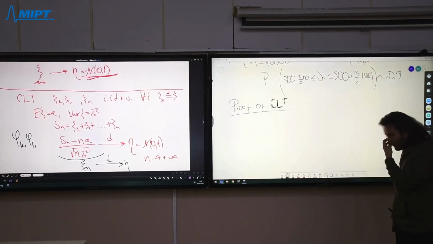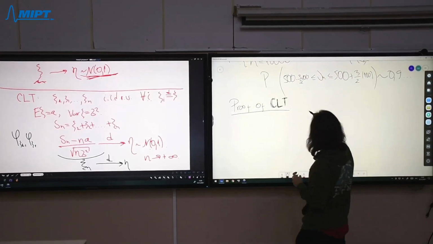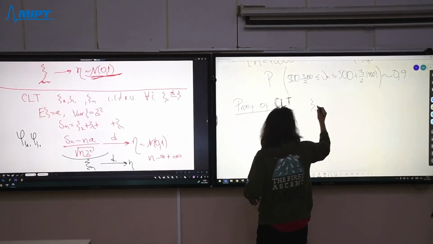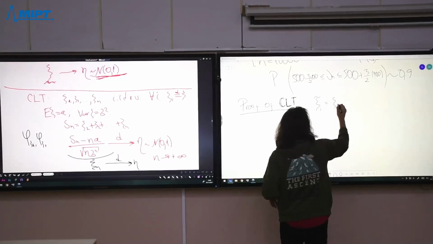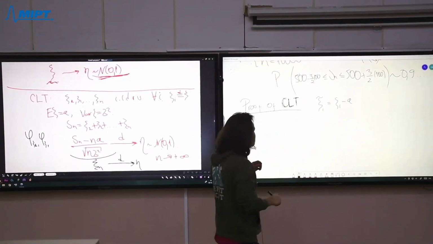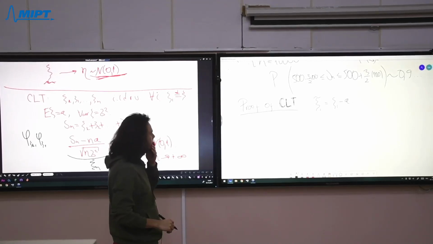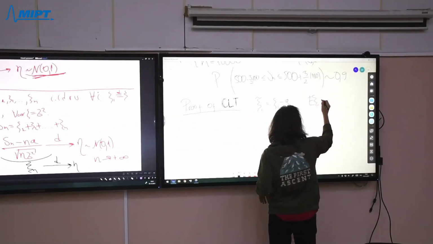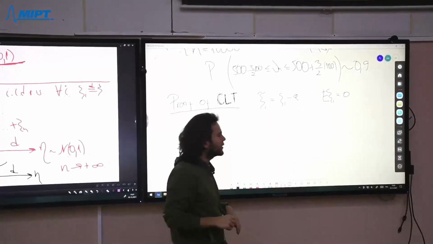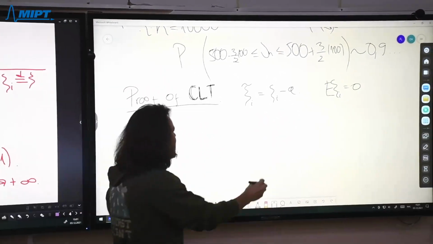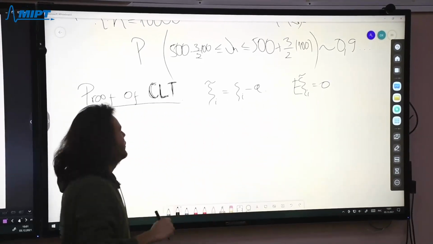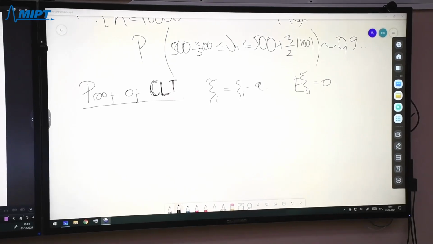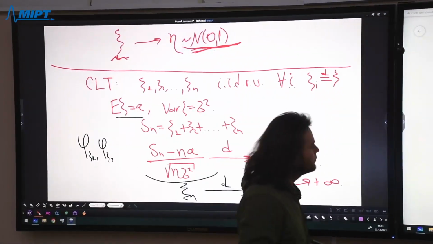Okay, now let's introduce, so we have psi I, let's introduce psi I overline. This is going to be psi I minus A, right? We can see that the expected value of psi I overline is 0, because the expected value of psi I, as you can see here, is A. So A minus A is 0, right?